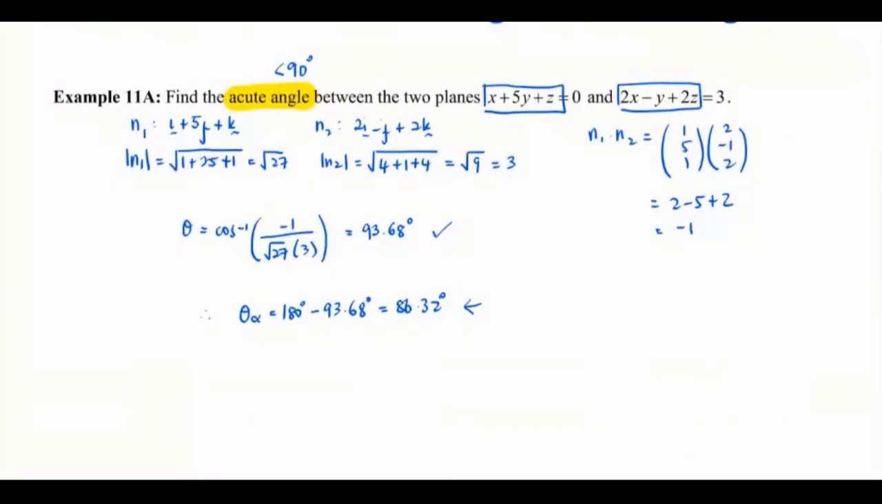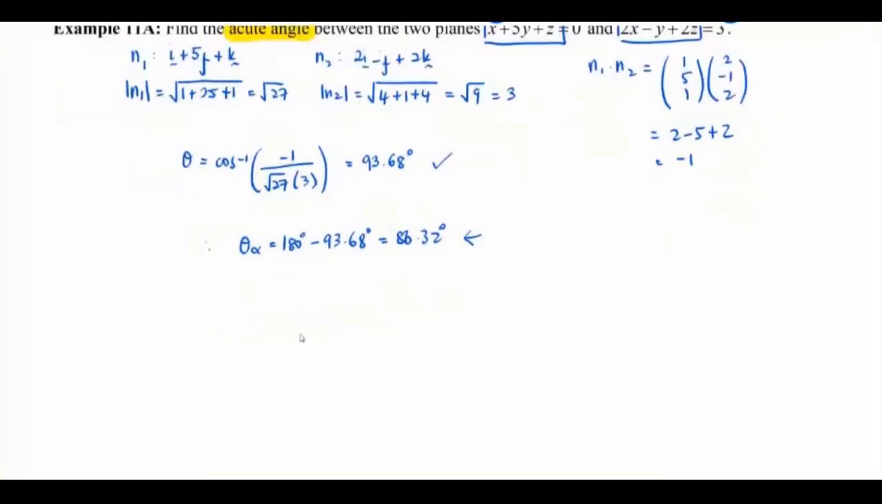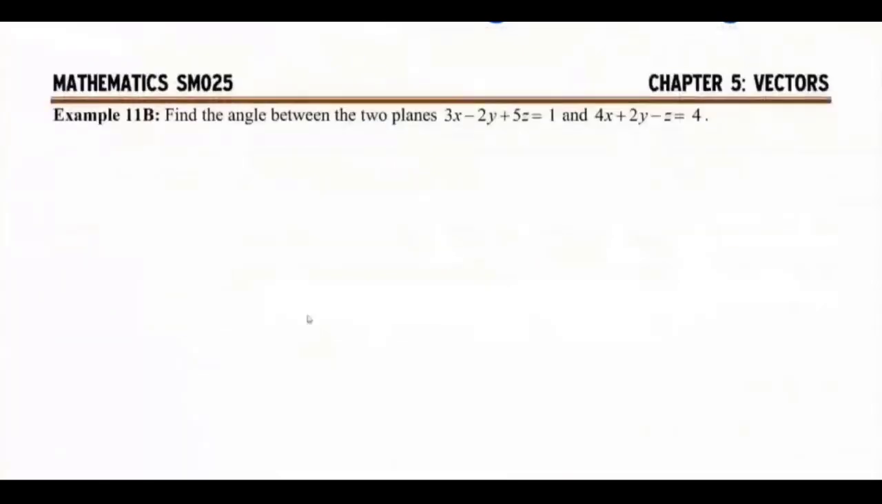11B, where we have to find the angle between two planes as well. So first find the normal. The first normal will be 3i minus 2j plus 5k. The second normal we have is 4i plus 2j minus k. So find the magnitude for each of those, and then find the dot product. Okay, try it first. I'll give you 2 minutes.